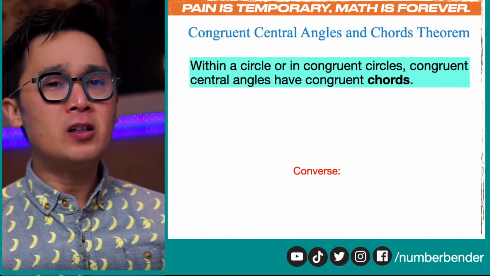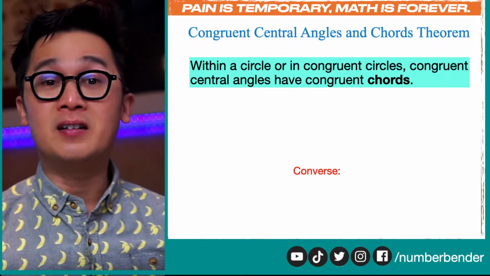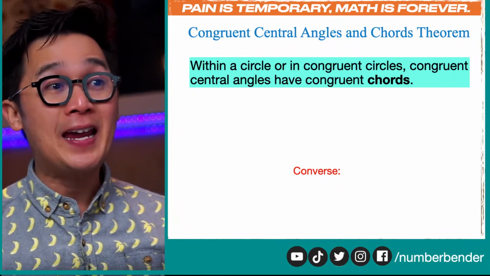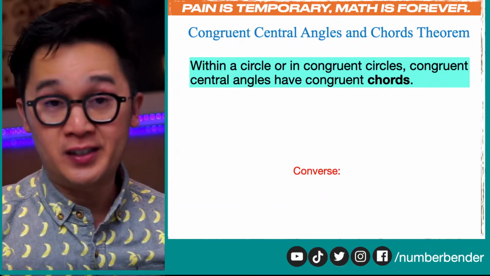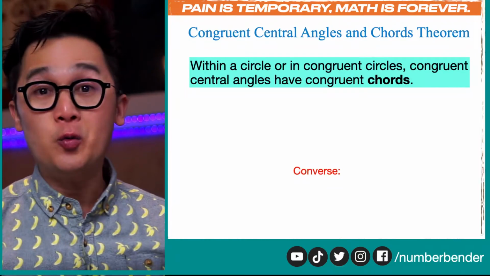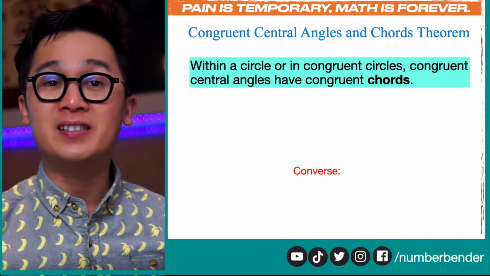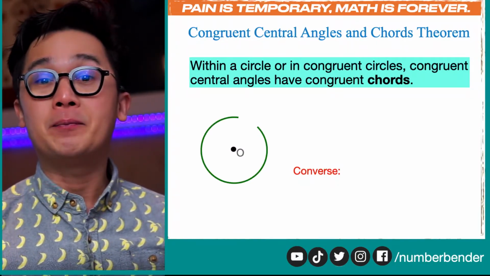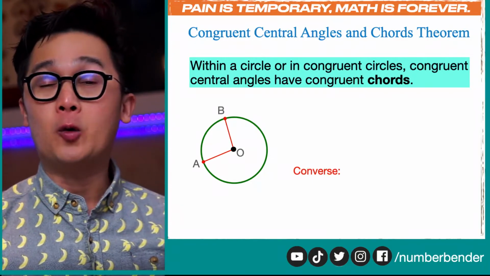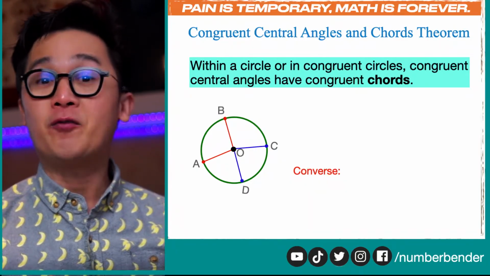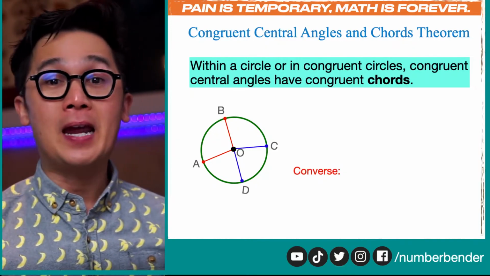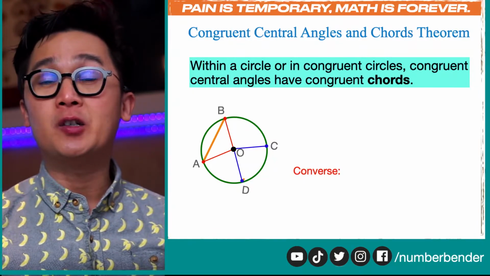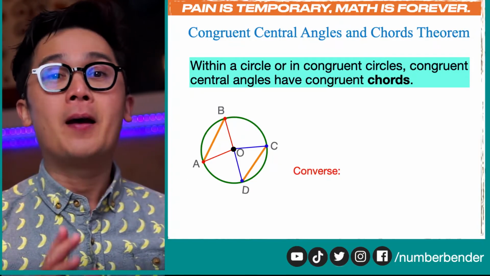And the second theorem is also somewhat similar to our first theorem. According to this, within a circle or in congruent circles, congruent central angles have congruent chords. So this time it's not the arcs that are congruent, but their chords, provided that the central angles are congruent within our circle or congruent circles. So that means if we have the same central angle AOB and central angle COD, if we connect points A and B and points C and D, which happen to be our chords in our circle, those chords are considered to be congruent or have the same length because of this property.